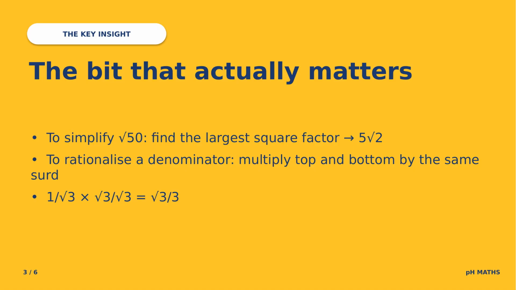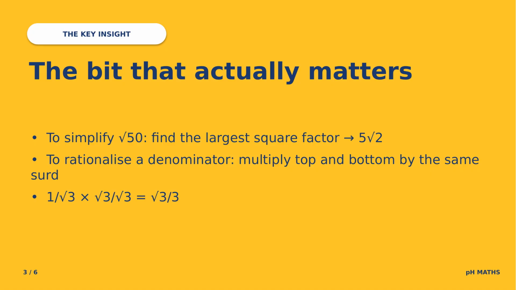Here's the key insight. To simplify a surd like root 50, find the largest square factor. 50 equals 25 times 2. And 25 is a perfect square. So root 50 equals root 25 times root 2, which equals 5 root 2.